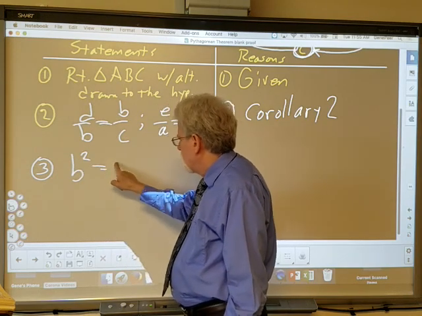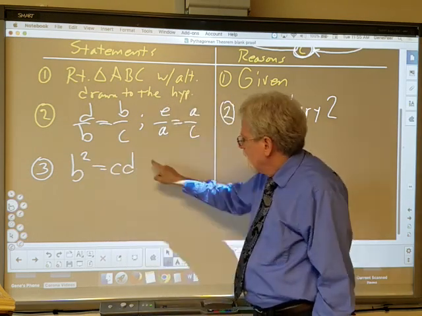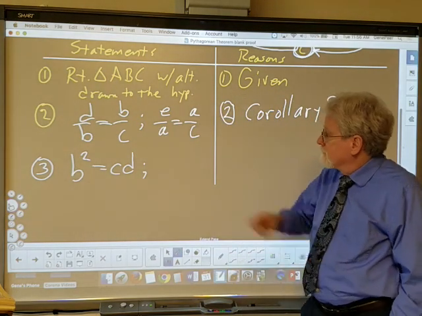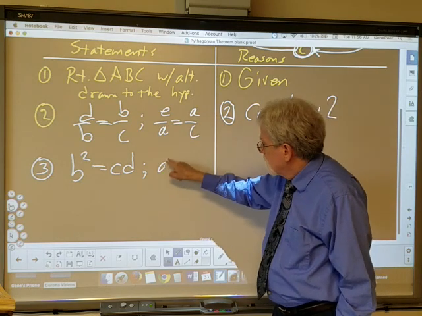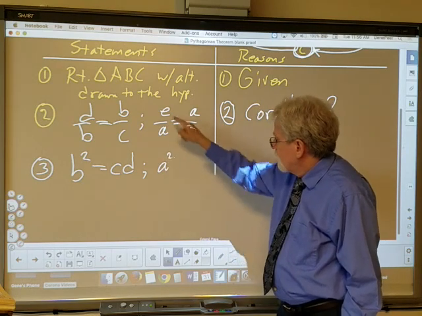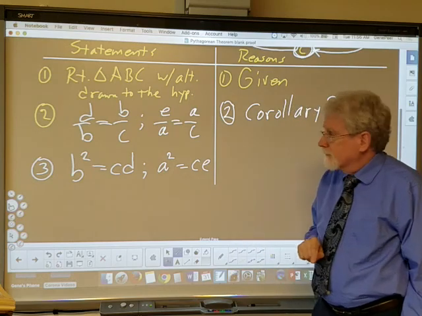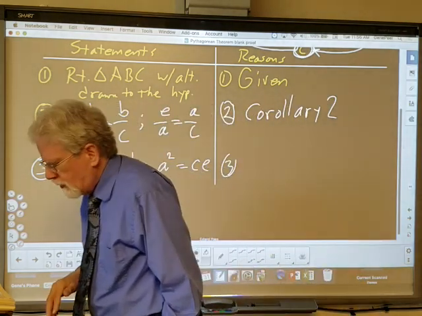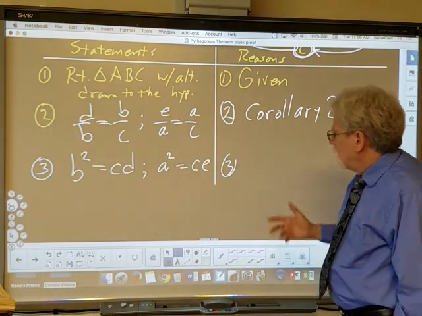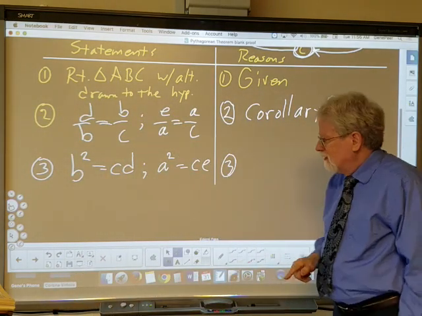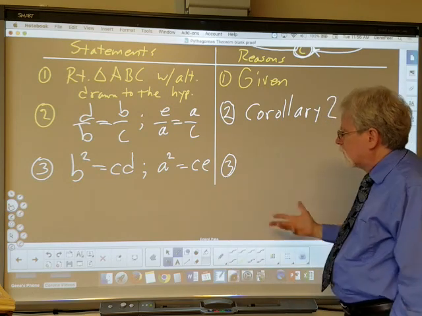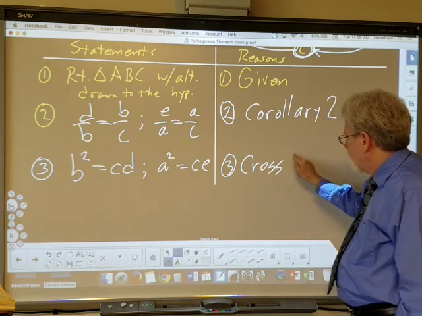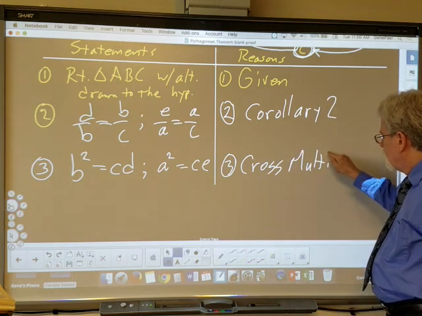Let's put it alphabetically, I guess. CD, DC, it doesn't matter. Semicolon. We'll do the same thing here. A squared equals CE. Now, how do we know that's true? Our book calls it a property of proportions. Well, I'm a big fan of just telling it like it is. Why write a property of proportions? That's so unclear. We're simply going to say, what did we do? We cross multiplied. It's true because of cross multiplication.